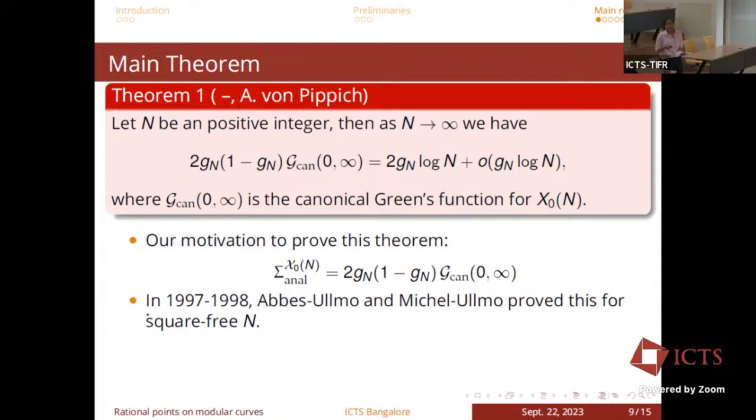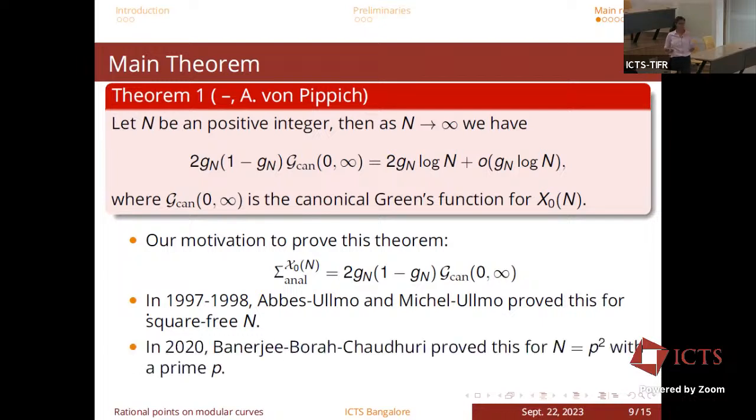In 1997 and 1998, there are two papers. One paper is by Abbes and Ullmo, this is 1997, and another paper is by Michel and Ullmo, this is 1998. They proved this result for square-free N, and later this was generalized by Banerjee, Borah, and Chaudhuri for N equal to p squared. Okay, so let me give you some outline of the proof.